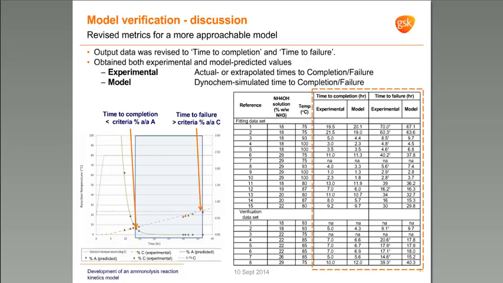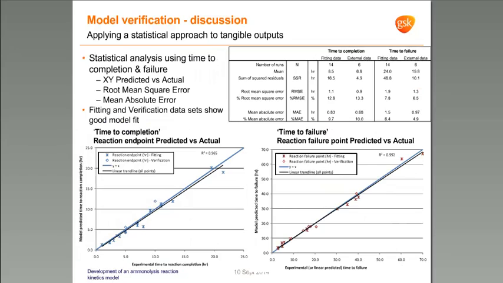So then we had new outputs for both our internal and our external data set, because now we're verifying using the new metrics of time to completion and time to failure. And so I've got, for continuity's sake, on the bottom left and bottom right, a predicted versus actual plot for now, time to completion and time to failure. And then in the top right, I've got our series of statistical calculations that we perform to assess fit.